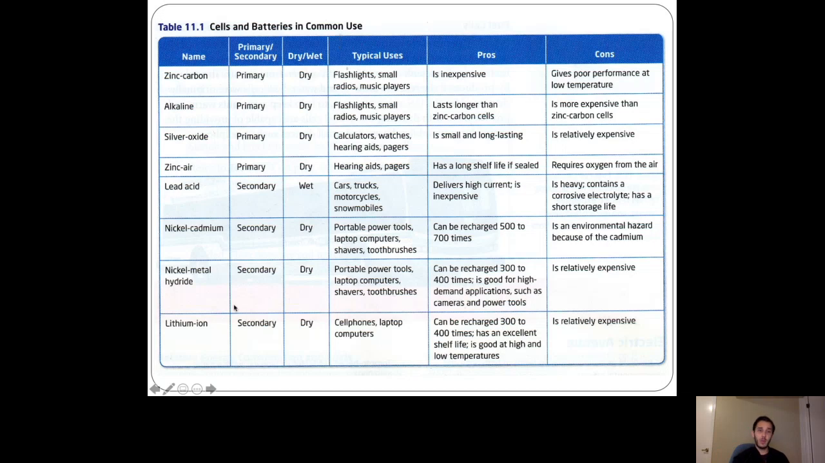And you can see here the one we've been talking about a lot, the lead acid battery. That's a car battery. What's the benefit of the car battery? It delivers a high current, it's cheap. What's the con? It's heavy, and it has a hugely corrosive sulfuric acid electrolyte.